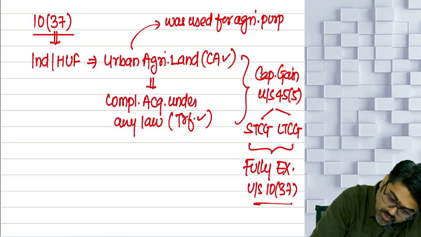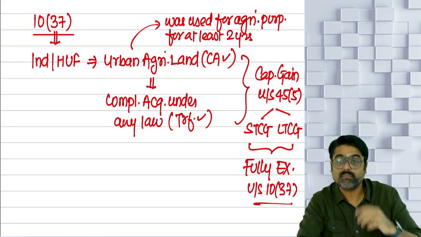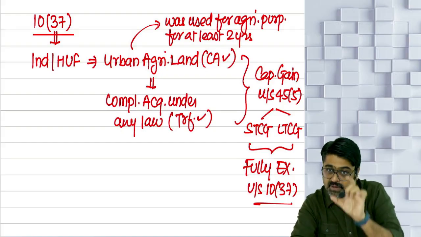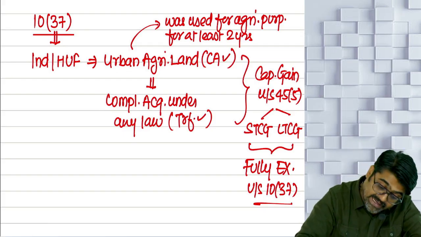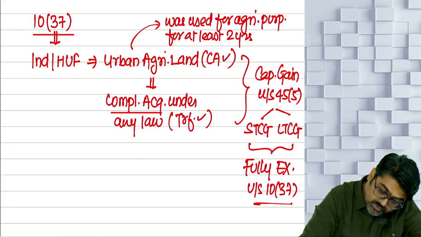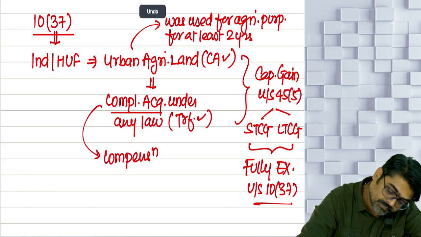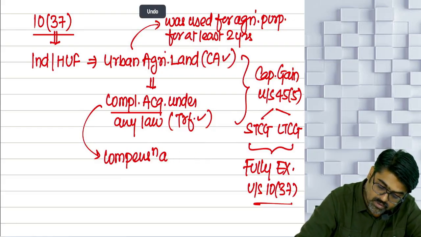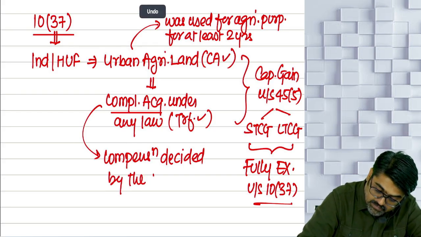Agricultural purpose for at least 2 years, at least immediately prior to its compulsory acquisition. So whenever the compulsory acquisition is taking place, immediately prior to that, for minimum 2 years, it was used for agricultural purpose. And on this compulsory acquisition, whatever compensation is to be given, yes or no, that compensation is approved or decided. Can I say that compensation is decided by the central government or RBI.